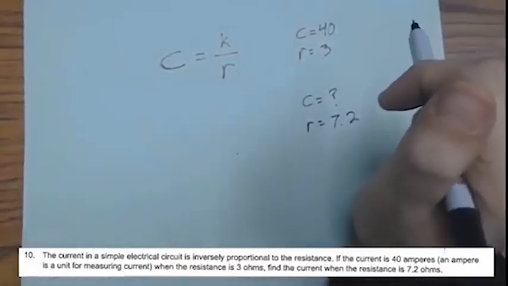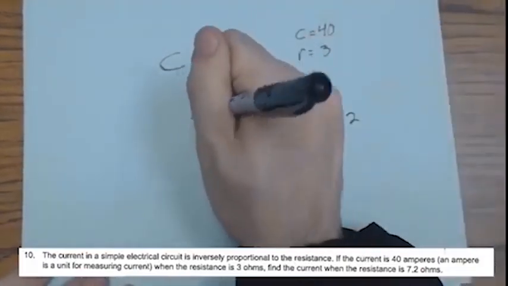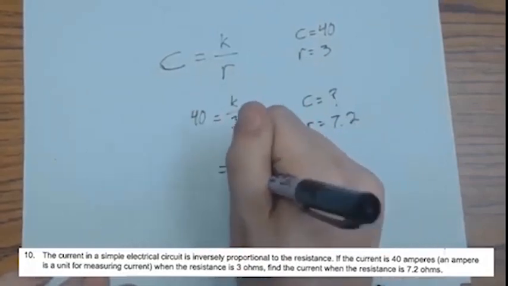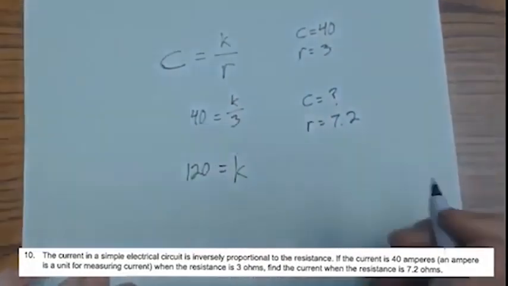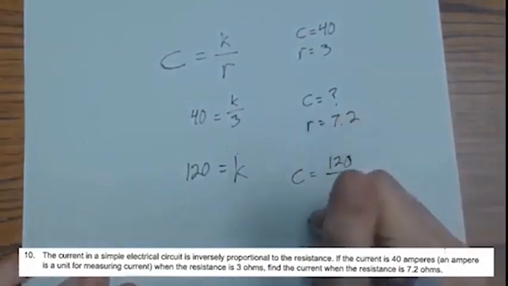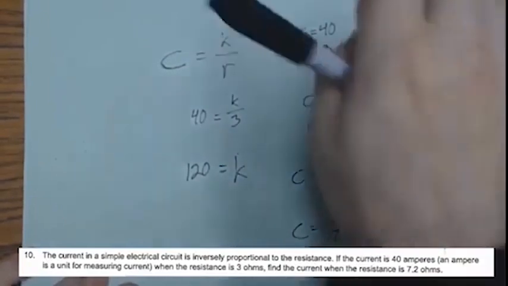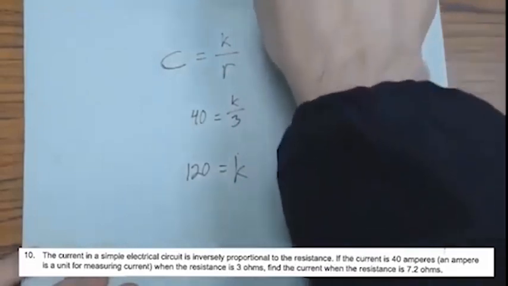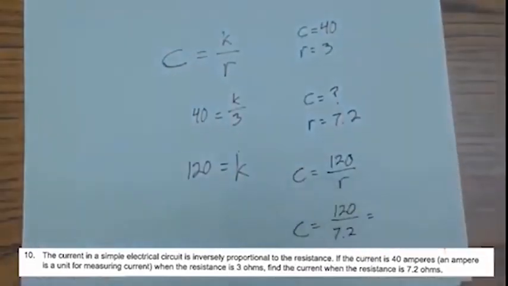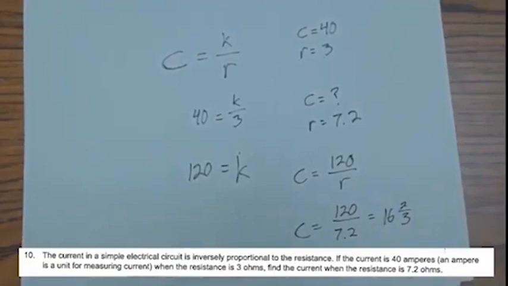Okay, same problem as always. R is 3. C is 40. Multiply both sides by 3 to get K. K is 120. So C equals 120 over R. What is C when R is 7.2? 120 divided by 7.2 is 16.666666, which we know is 2/3. So 16 2/3 amps.